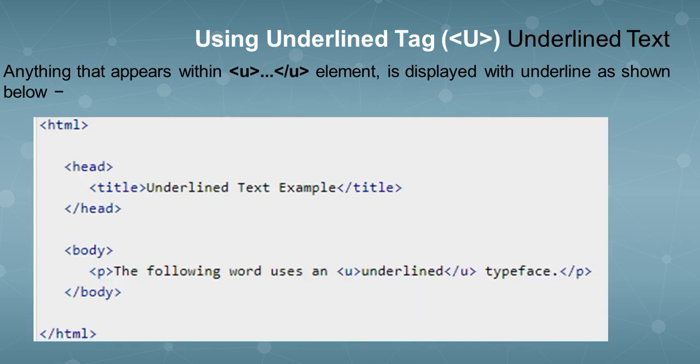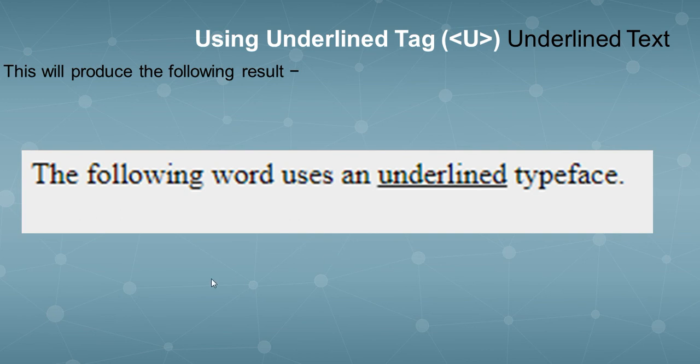After that, we need to come to using the underline tag, that is known as the U tag. The U tag performs the same role. These tags are known as text formatting tags. So U tag open and U tag close, whatever is placed inside that will be considered underlined text. Here is the example. We have used the U tag open and U tag close, it is an underlined typeface. Now come to the next: the following word uses an underlined typeface.